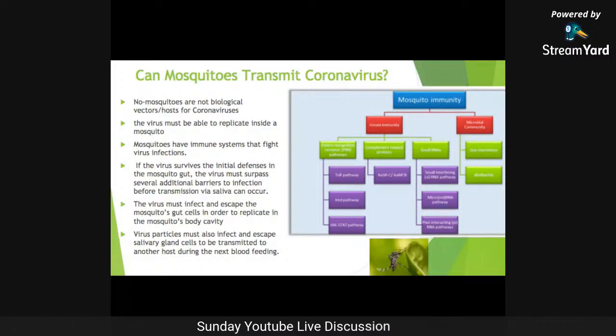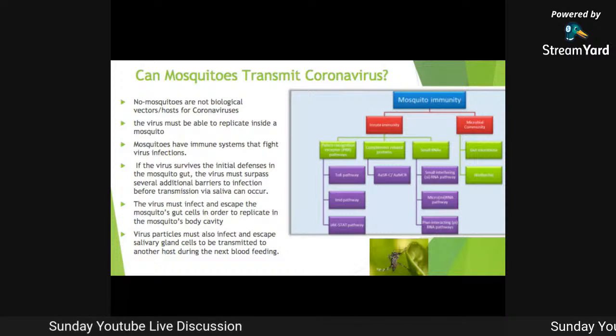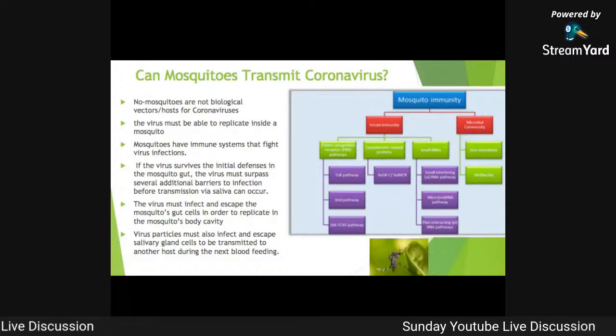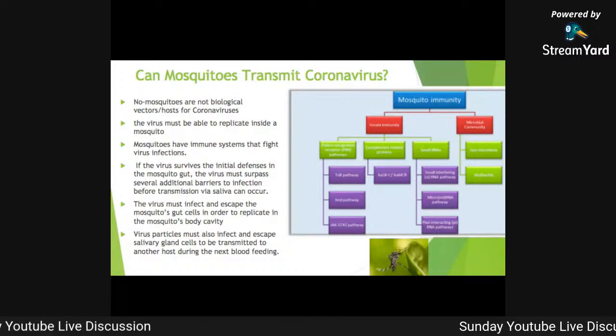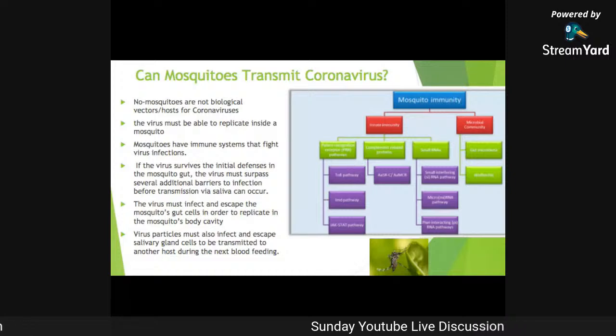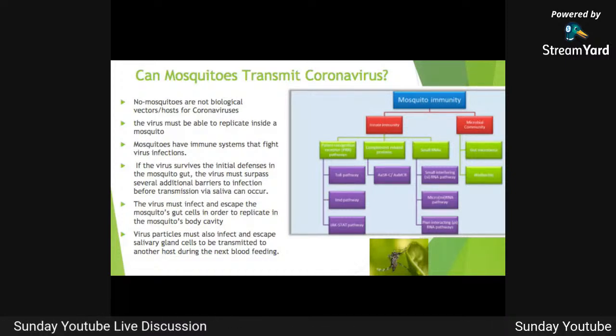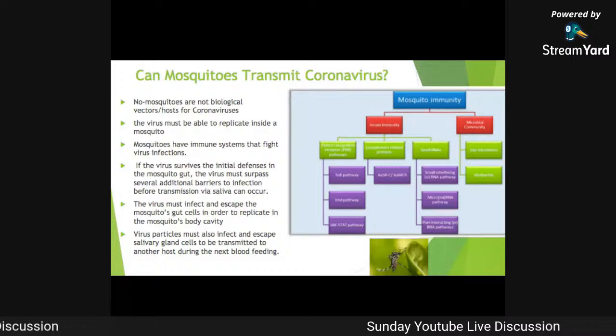And I put this picture up here. It shows the mosquito's immunity to viruses. The viruses that they are able to transmit, it has taken years and years of those pathogens being able to evolve and things like that.